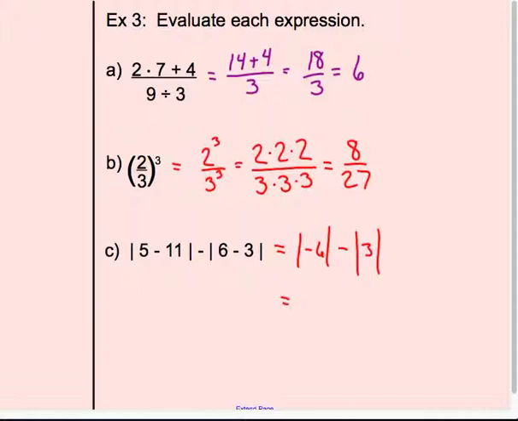Absolute value, remember distance from 0. Negative 6 is 6 units from 0. 3 is 3 units from 0. 6 minus 3 is 3.